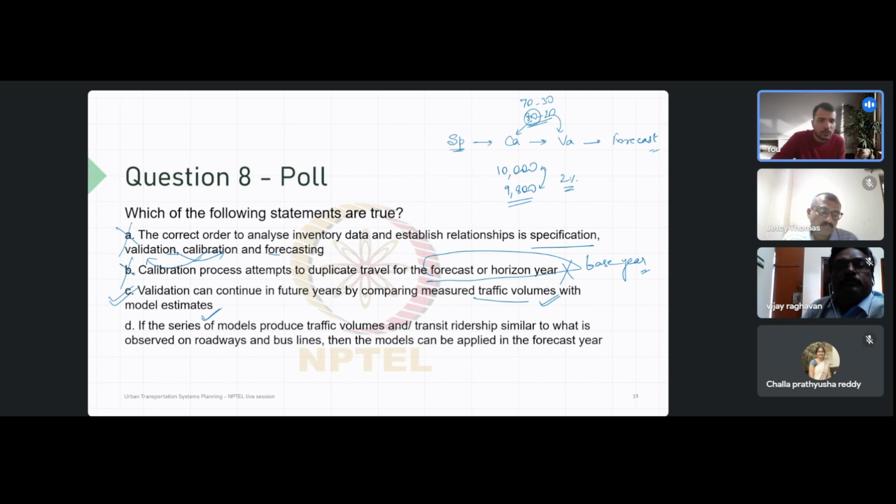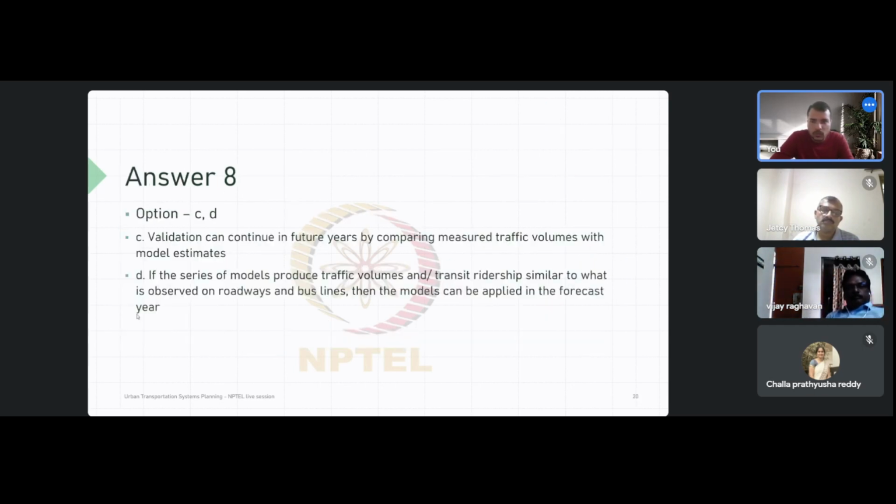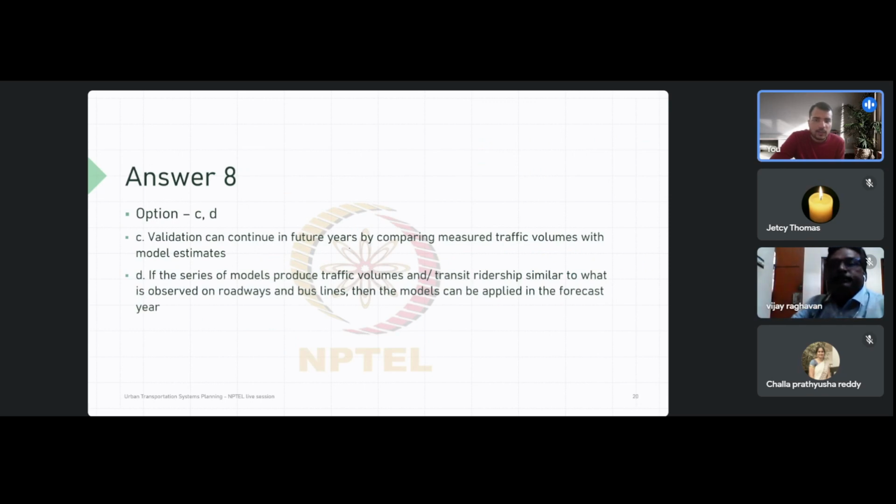So we try to see how the model is performing for the data that it has not been passed yet. And if the series of models provide data similar to what is observed on the roadways and bus lines, the model can be applied. So yeah, this is obvious. Basically, once we validate and the model performance is good, it is producing traffic volumes which are similar, so we can apply the model. It's fine. C and D are correct. So moving on. Option C: validation can continue in future years by comparing measured traffic volumes with model estimates. Option D: if validation performance is good, we can apply the model. So C and D both are correct.